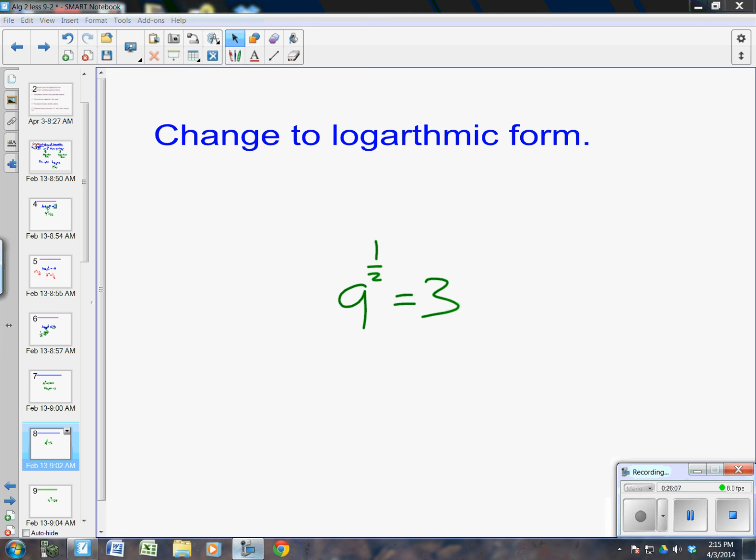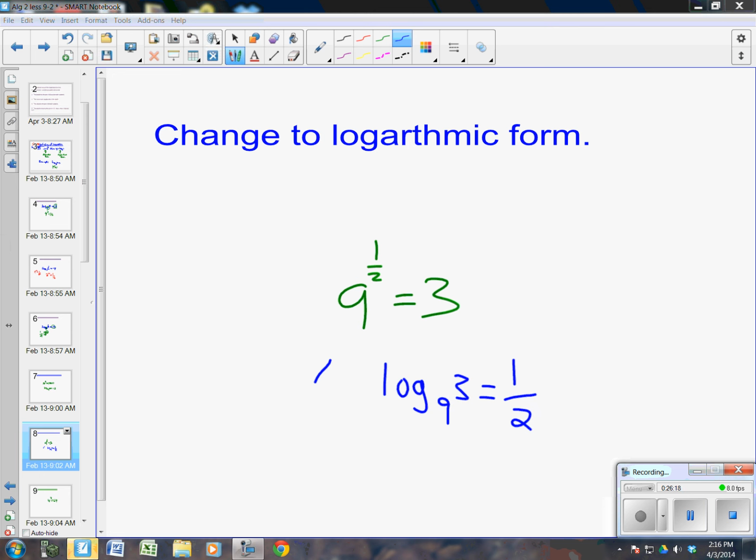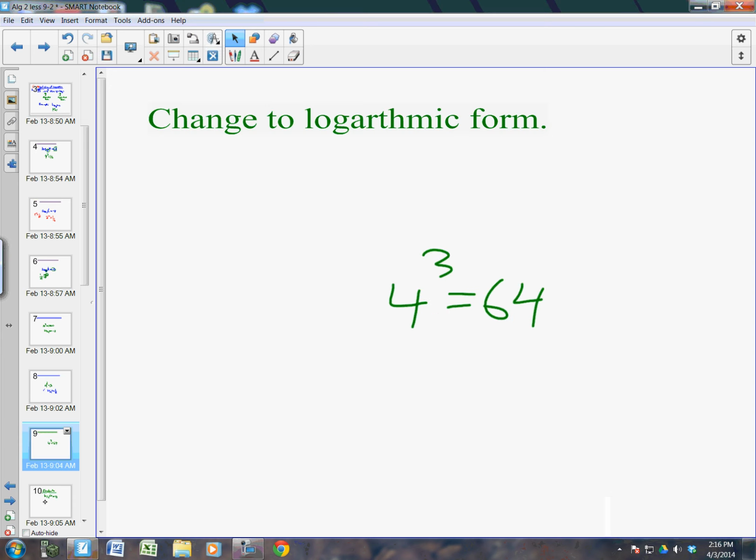Change this to logarithmic form. Okay, Stetson, what did you guys get? Okay, log base 9 of 3 equals 1/2. I think you guys got that down. Okay. Everybody say this one. What is it? Log base 4 of 64 equals 3, right?